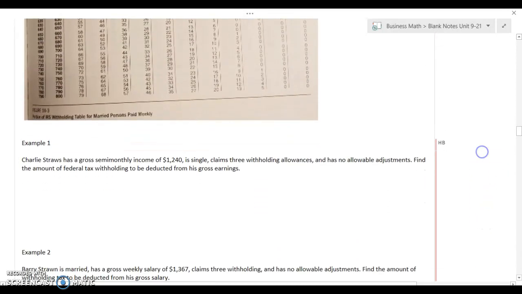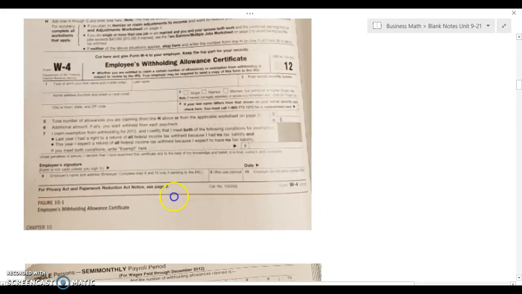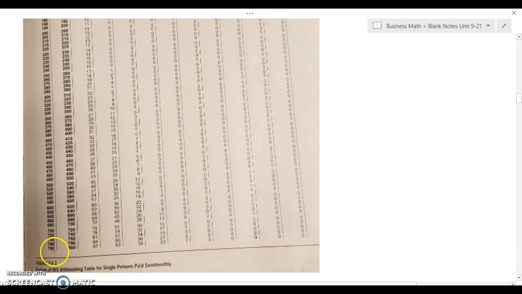Okay, so example one. We have Charlie Strauss, and he has a gross semi-monthly income of $1,240. He's single and claims 3. He has no allowable adjustments. Find the amount of federal tax withholding to be deducted from his earnings. If I go back, you guys look in your packet. Here's your single, semi-monthly, but he makes $1,240. So this chart doesn't go up enough. It only goes up to 800.